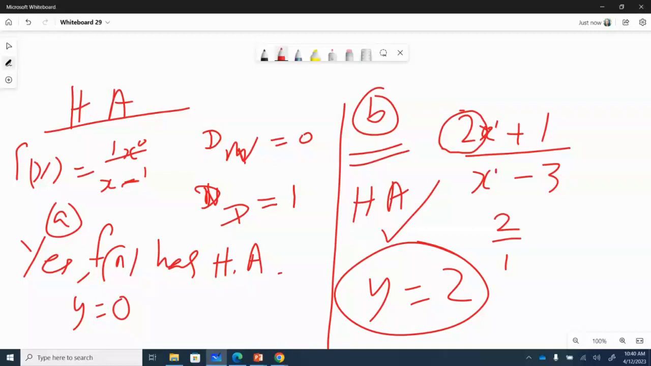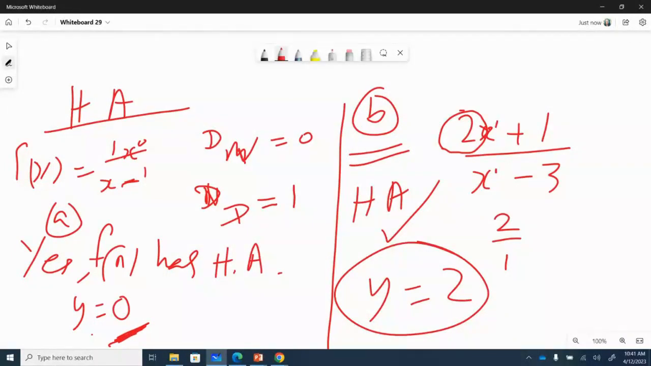How do I find it? I find the coefficient of the highest degree in the numerator and divide it by the coefficient of the highest degree in the denominator. And that is 2 over 1 here, right? Therefore, there is a horizontal asymptote, and it's y equal to 2. And when the numerator's degree is 1 less, you always have a horizontal asymptote equal to 0.